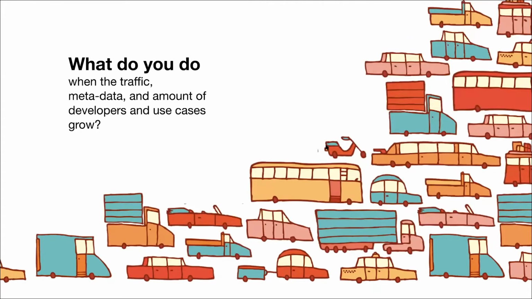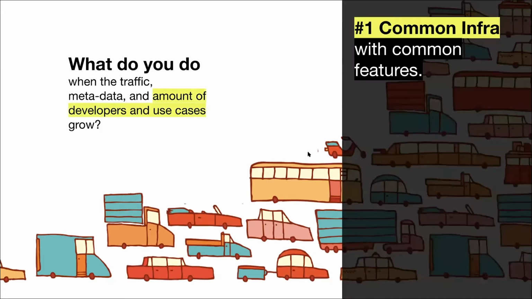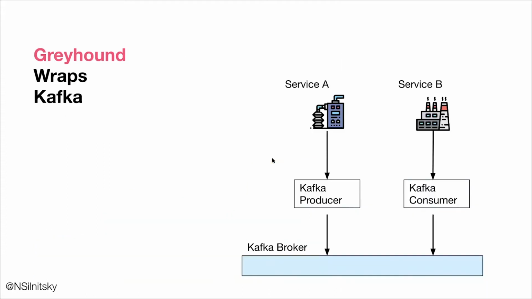So what do you do when the traffic, metadata, and amount of developers and use cases keeps growing? So the first lesson for this talk is about the need to have a common infrastructure with common features for this massive amount of developers and use cases.